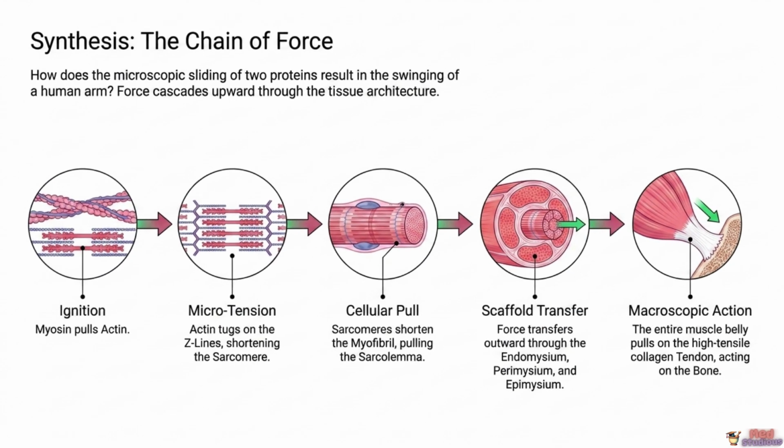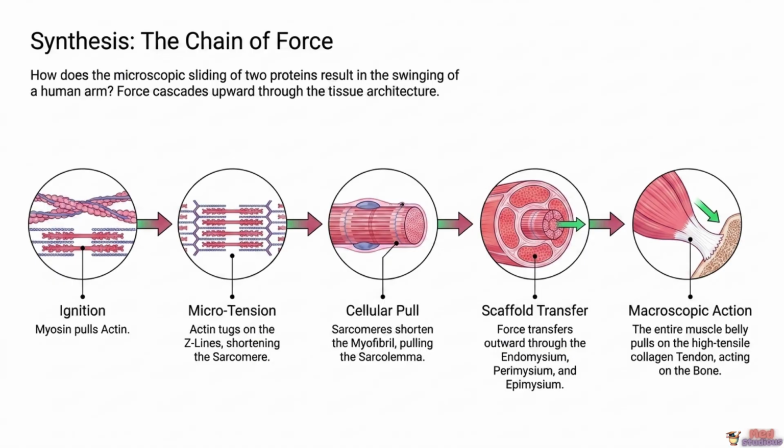To understand human motion, we must look at the synthesis, the chain of force. How does the microscopic sliding of two invisible proteins result in the swinging of a human arm? The answer is that force cascades upward through the architectural hierarchy. Step 1 is ignition. Deep inside the cell, myosin grips and pulls actin. Step 2 is microtension. The actin physically tugs on the Z-lines, shortening the microscopic sarcomere.